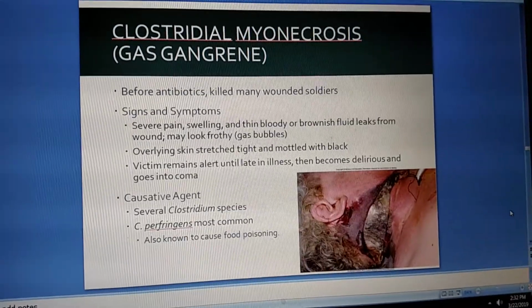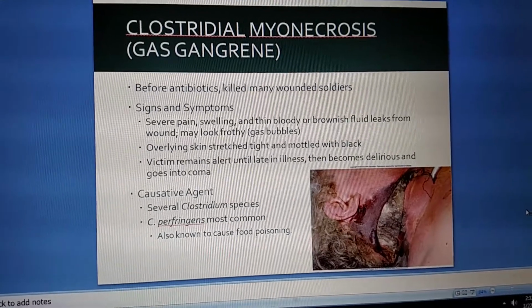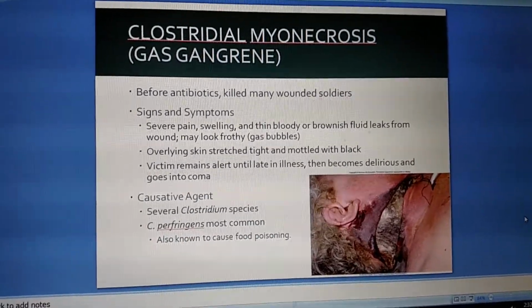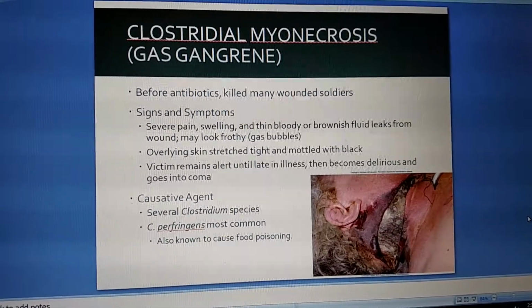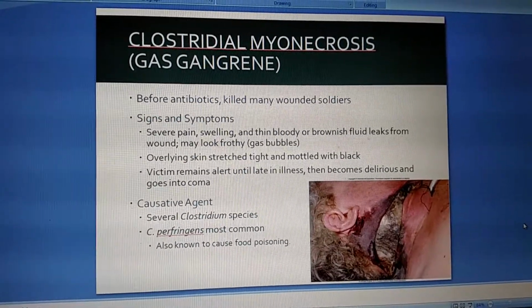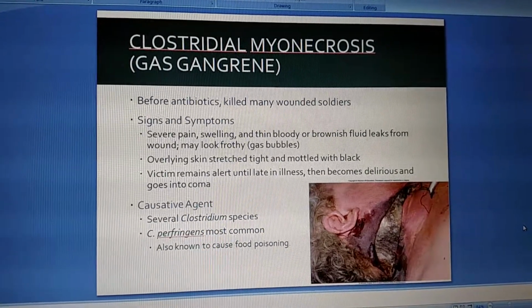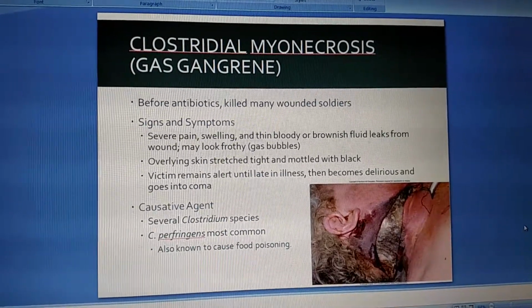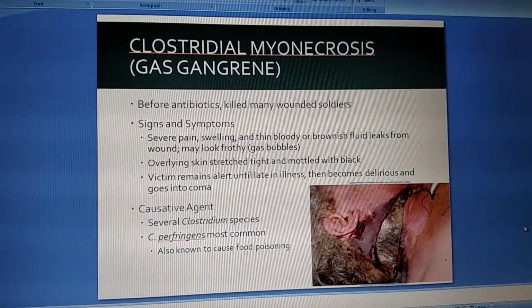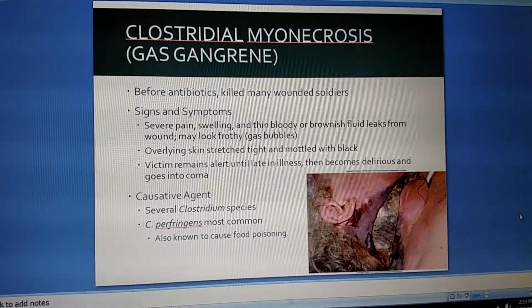We have gas gangrene. So you have to realize before the invention of antibiotics, a lot of wounded soldiers died from their wounds. So with gas gangrene, you would have severe pain, swelling, and this bloody brownish fluid leaking from the wound. It could even be frothy, like you would have gas bubbles in it. You would have the skin over the wound stretched tight, and it would have black spots.